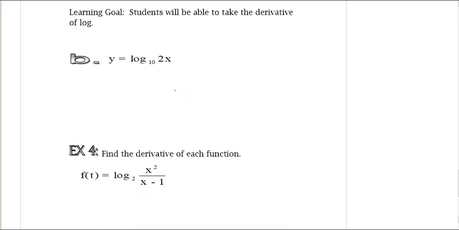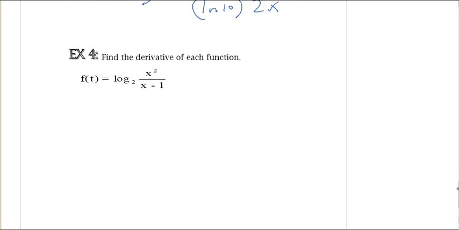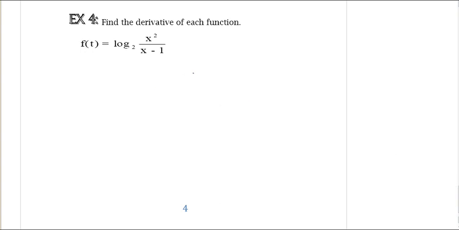Okay, let's do a couple more. Alright, part B. Let's see if we can do it without the formula this time. Y prime is equal to 1 over ln of 10 times 2x and then times 2. Alright, not too bad. Once again on this one, it's the last one. Let's do some rewriting before we take the derivative. It might make it a little easier for us. So log of base 2 of x squared minus log of base 2 of x minus 1.